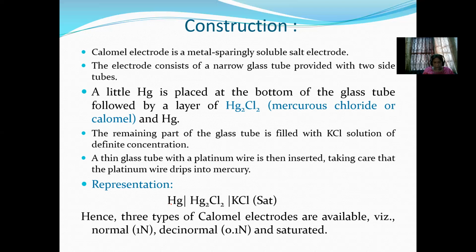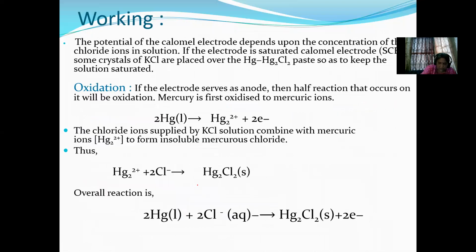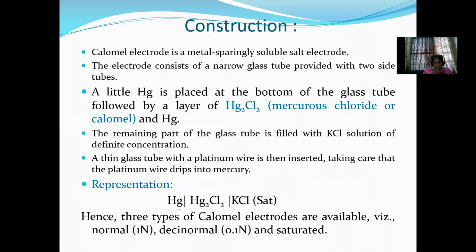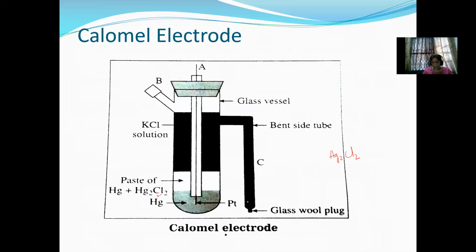Mercury. Mercury is in contact with mercurous chloride. Mercury is in contact with mercurous chloride, which is in contact with KCl. So you can see the representation from here. If I want to write the representation, better I write here. Mercury at the bottom of the glass tube, then the single bar, and then the salt Hg2Cl2, which is in contact with the KCl.